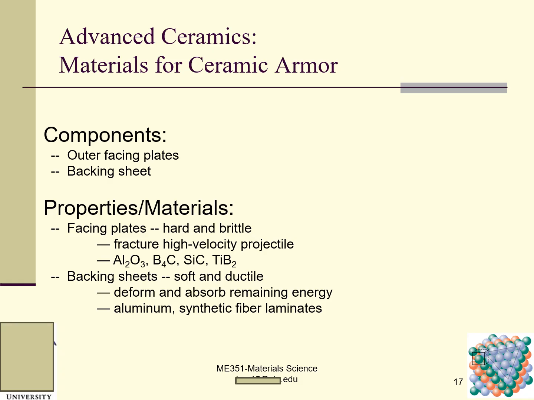Backing sheets are soft and ductile, and they deform and absorb the remaining energy. They are made of aluminum or synthetic fiber laminates. This is a bigger topic, and we can talk about fiber laminates in several class sessions, but I will not talk about it now. So this is ceramic armor, such as bullet-proof vests, which we use for our soldiers and for our law enforcement officers.